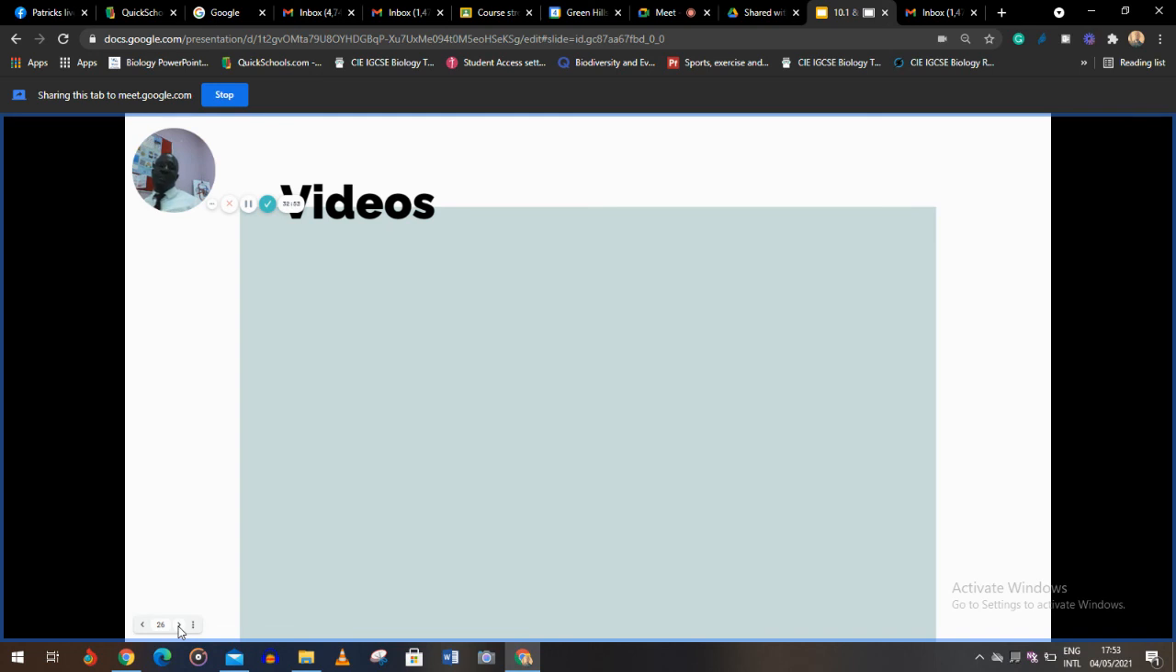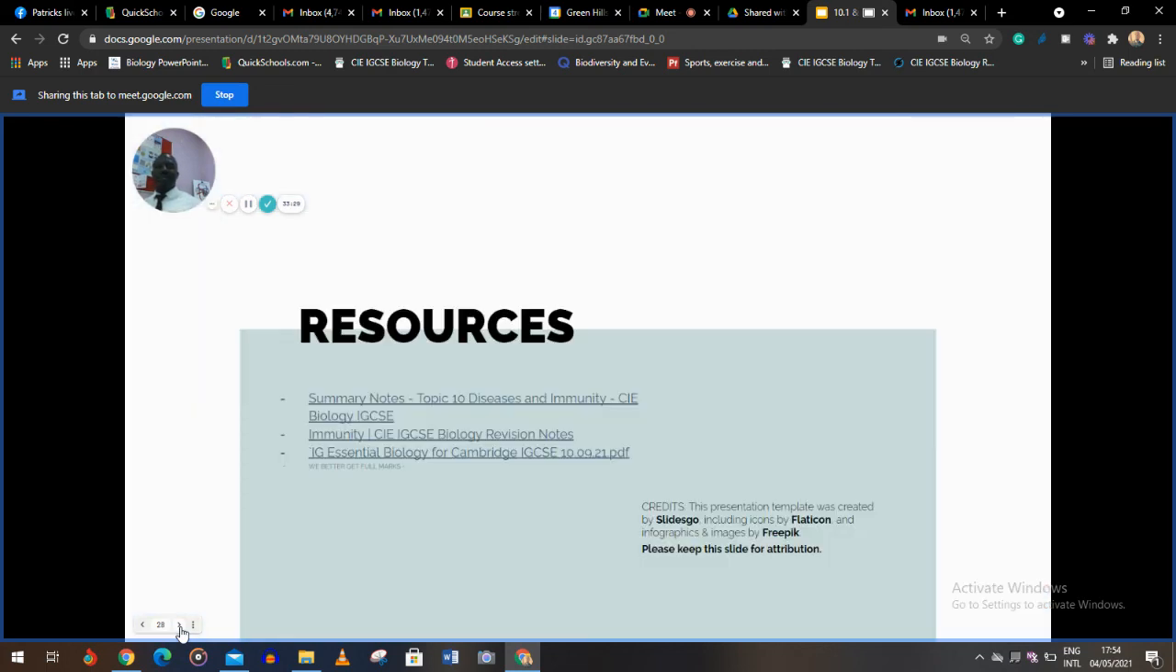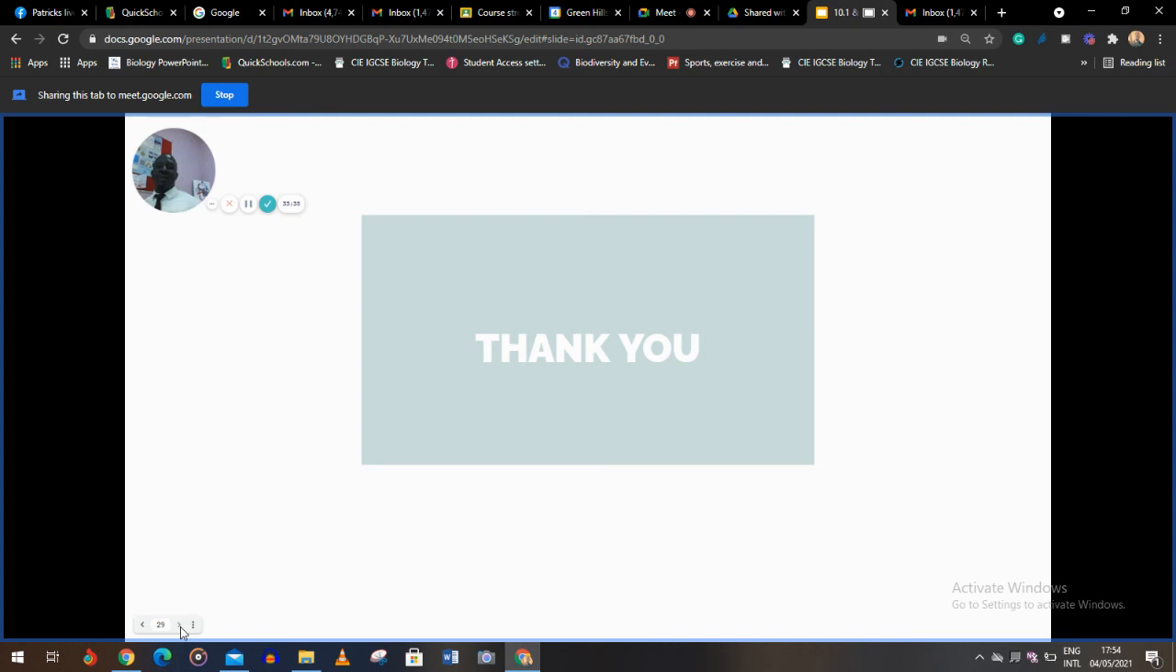Then we can also discuss and say, explain what is meant by antigen, antibody, and toxin, active immunity, and memory cells. Outline how someone becomes naturally immune to a transmissible disease. Explain why vaccination is a form of active immunity. Define active immunity. So you need to give me the answers, or you can type them. You can take some time and read about them.